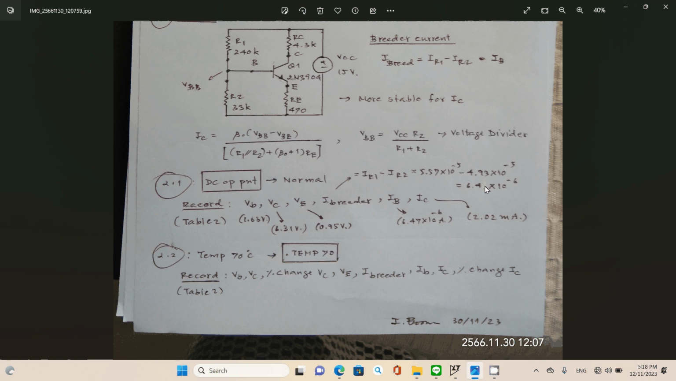Okay, I already put in the voltage and the current. Now do the same, but you need to work at the temperature of 70 degrees Celsius. Simply type the SPICE directive .temp 70, and you do the same thing, record everything.